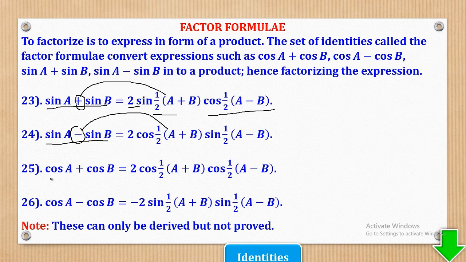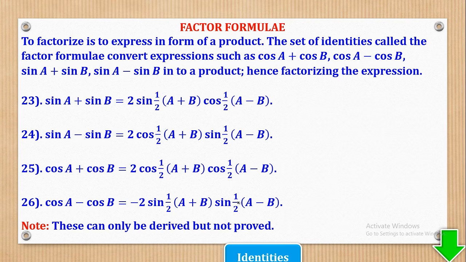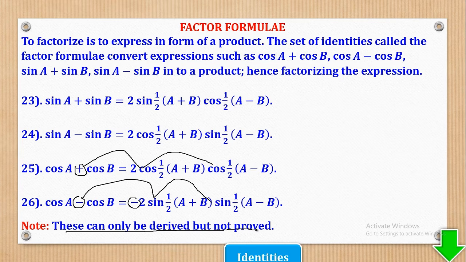Then cos A plus cos B is 2 cos (A plus B) over 2 multiplied by cos (A minus B) over 2. Then cos A minus cos B is negative, note this, negative 2 sine (A plus B) over 2 multiplied by sine (A minus B) over 2. So when it is plus for cos, it becomes cos cos. And when it is minus for cos, it becomes sine sine, but with a negative 2 here. These identities can only be derived but not proved. Therefore, we don't need to know how they come about.